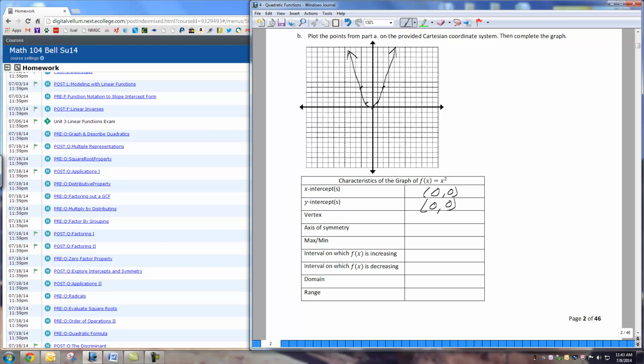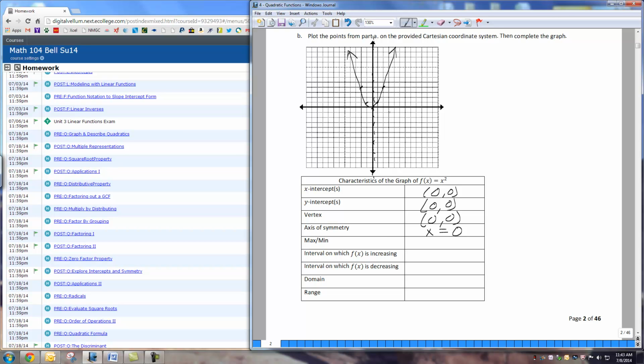The vertex is right here. That's the point where the parabola bottoms out, or tops out if it goes the other direction. So the vertex of our graph is 0, 0. The axis of symmetry is the line that cuts this graph in half. Your axis of symmetry will always go through the vertex. So our axis of symmetry is this vertical line, which is the line x equals 0. Remember, vertical lines are always of the form x equals something. Horizontal lines are always of the form y equals something.